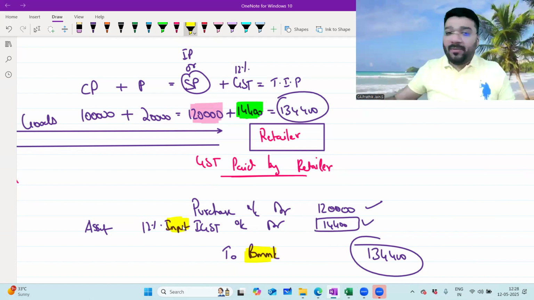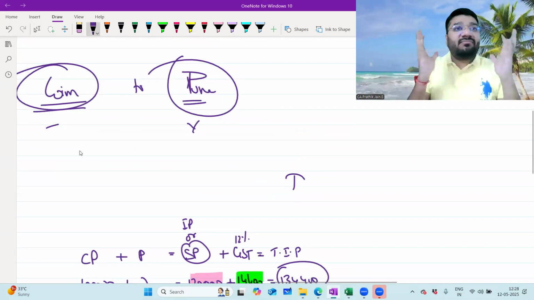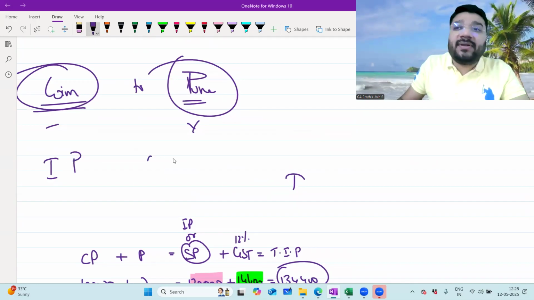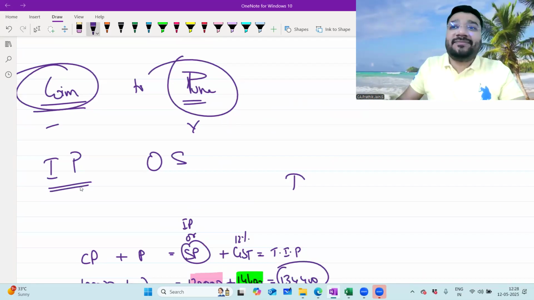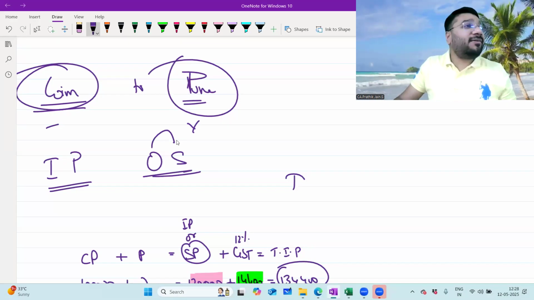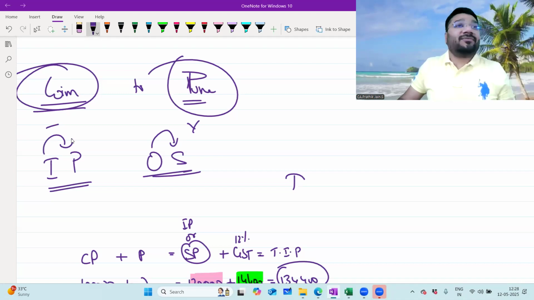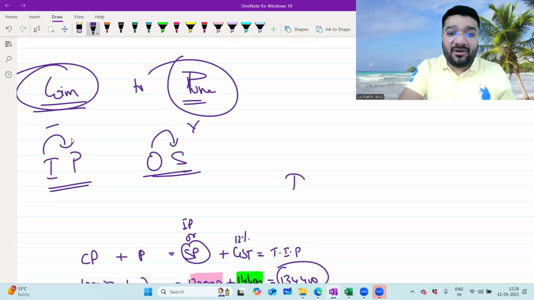Output, sales. Any problem? Those who still have difficulty remembering, those who have the habit of mugging up: input is in relation to purchase, output is in relation to sales. IP paper is there in CBSE. IP. Correct? No. OS, outstanding. OS. Output is for sales, input is for purchase. Will you remember like this? This is one way of remembering, I agree, but don't be like this.